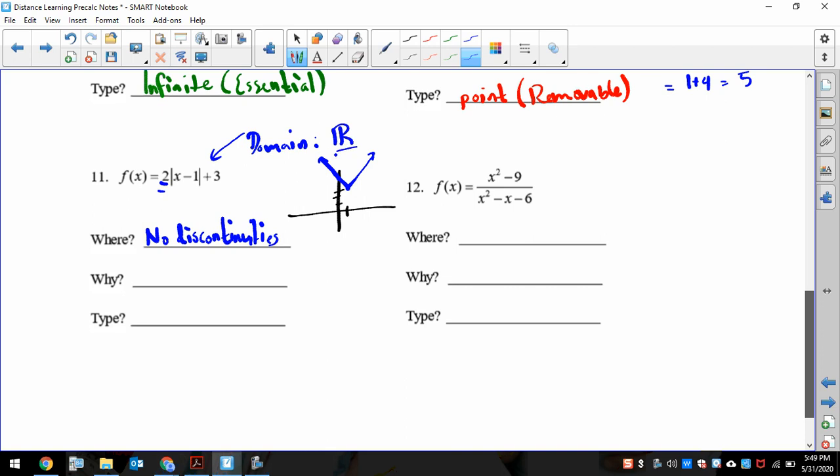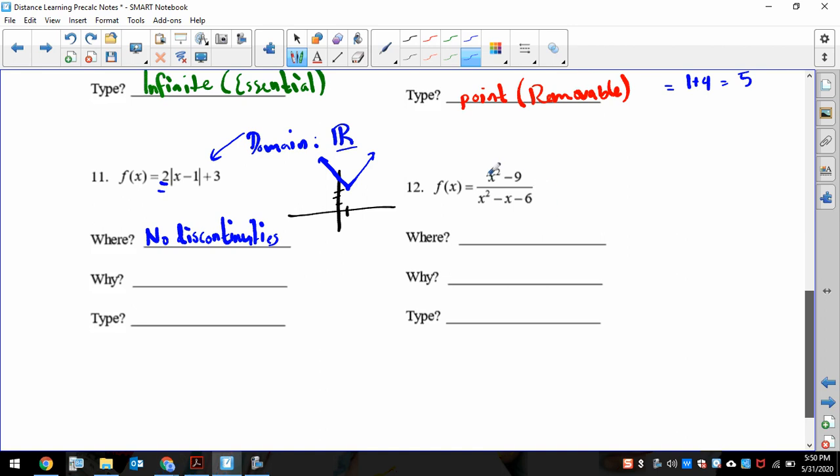So the fact that the domain is all real numbers doesn't imply no discontinuities. You can have a function that's defined for all real values and still have many discontinuities. What gives us that it's continuous is that the function is connected at every point. So it's defined at every point and it's connected at every point.